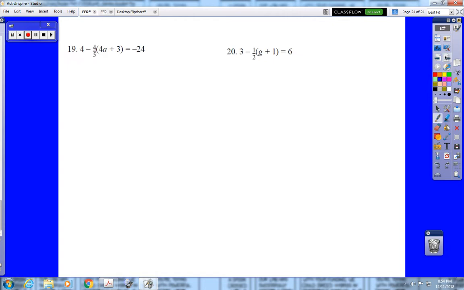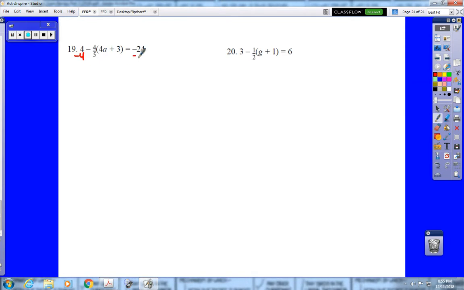19 has a fraction and it's on the outside of a set of parentheses. So we should start by doing a little bit of work on it before we deal with the fraction. I would subtract 4 from each side and distribute this fraction. That would be what I would do in my first step. So when I do that, I would get negative 16 fifths a minus 12 fifths equals negative 28.